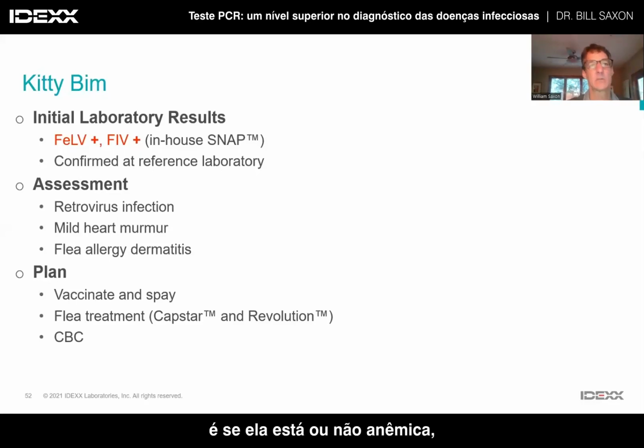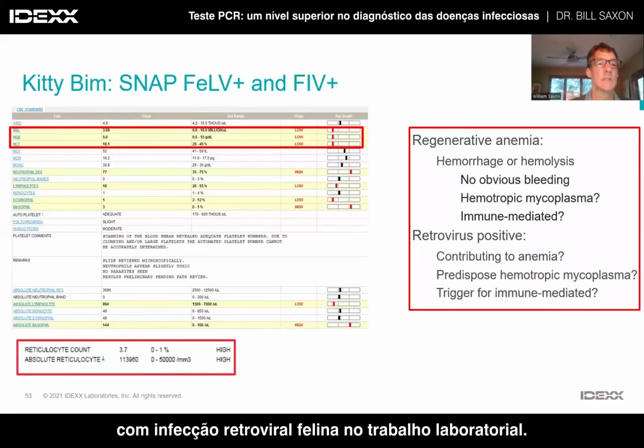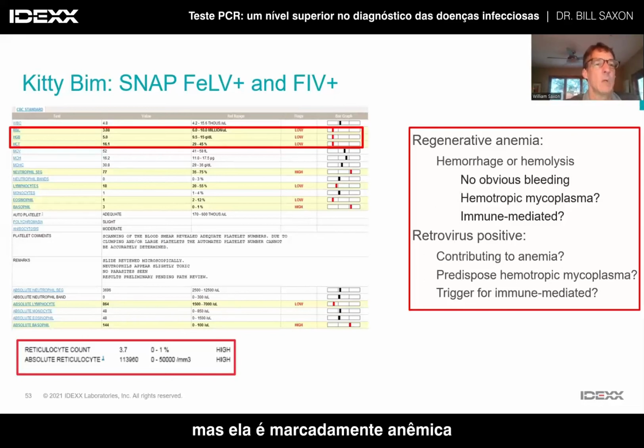And what we'll be looking at here, of course, is whether or not she's anemic, which is the most common abnormality with feline retroviral infections you'll see on the lab work. And she is, but what's unusual about her anemia, I know these results are small, is she's markedly anemic and highly regenerative. So with retroviral disease as a cause of the anemia, we would expect it could be mild initially, it may eventually be severe, but almost always non-regenerative.